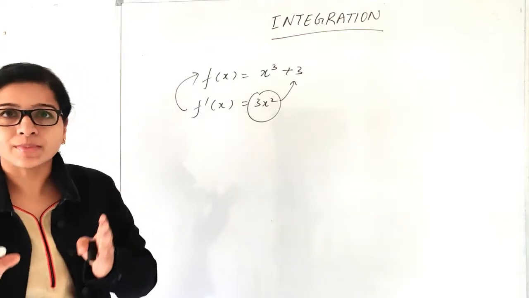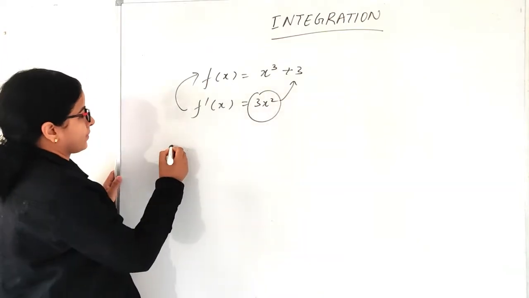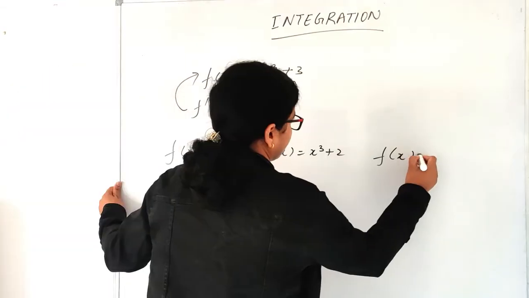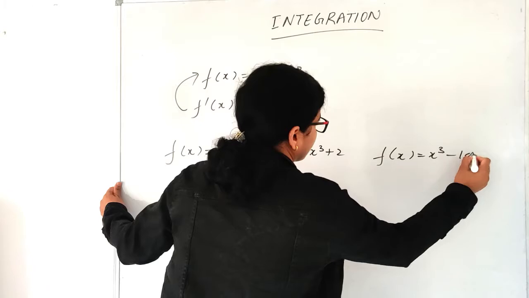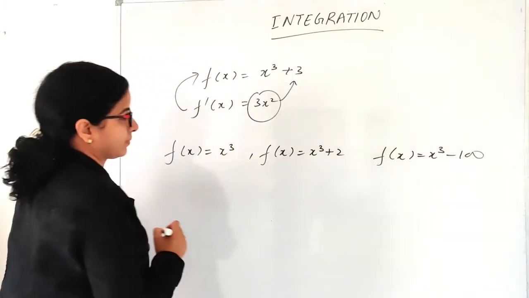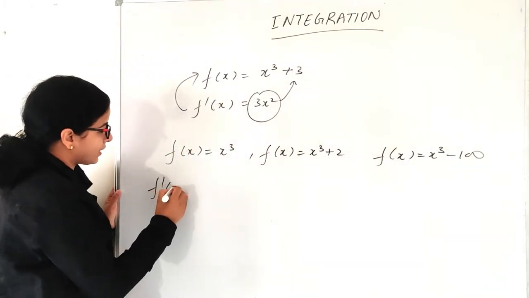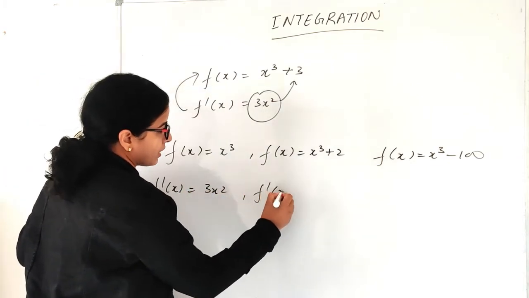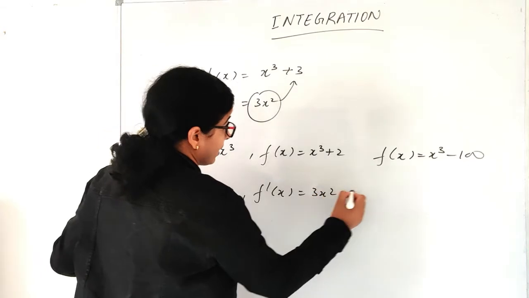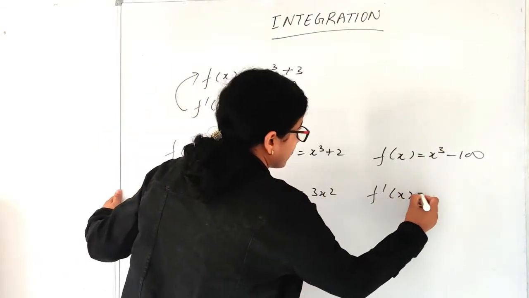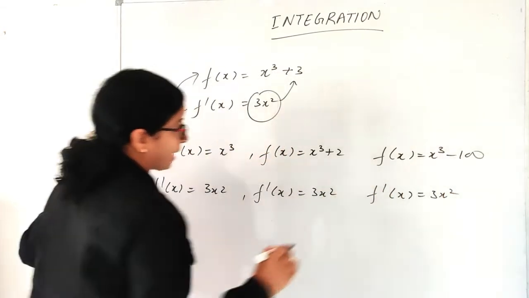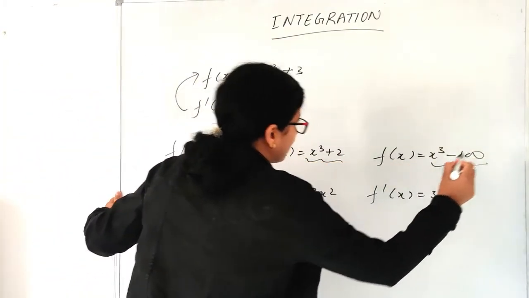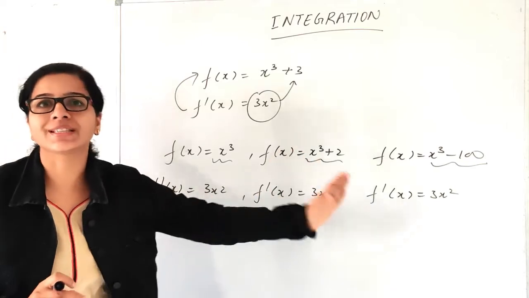Now let us take some examples. If I find the derivative of this function, I'll get 3x square, right? Though my functions were different, the derivative is the same.